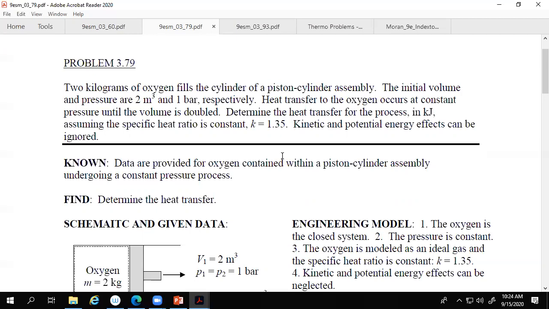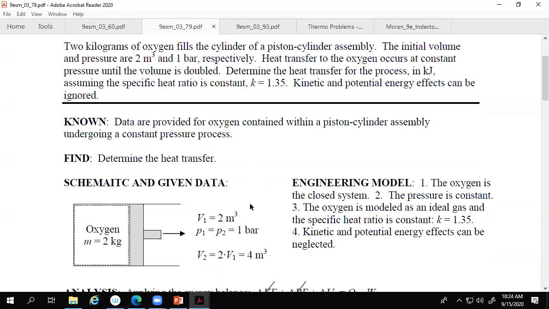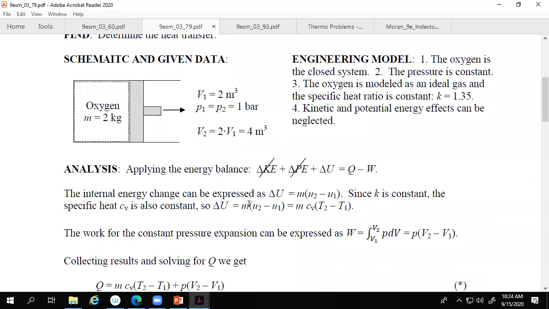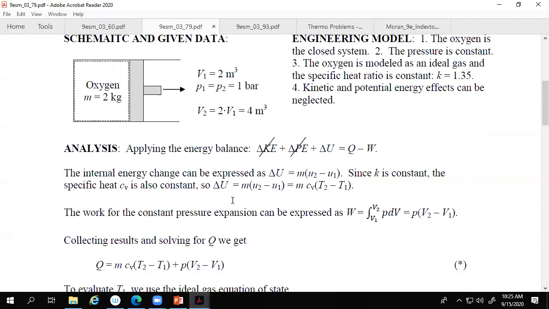Determine the heat transfer for the process in kilojoules, assuming the specific heat ratio is constant at 1.35. So this is oxygen; air is 1.4. In general, kinetic and potential energy effects are ignored, so it's not on a truck and it's not going up and down. Okay, so there's our picture. Engineering model: closed system, controlled mass, pressure is constant, the model is ideal gas, specific heat ratio is constant, and we're throwing away kinetic and potential energy. So there's our good old first law in all its glory.